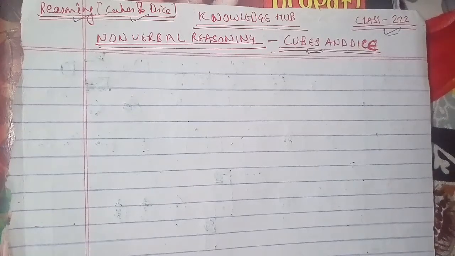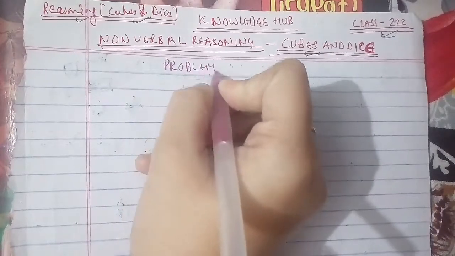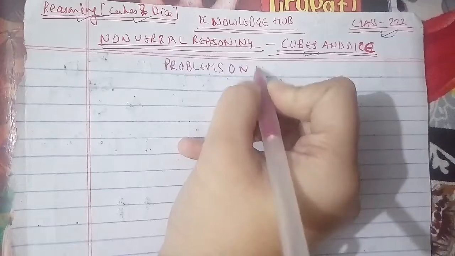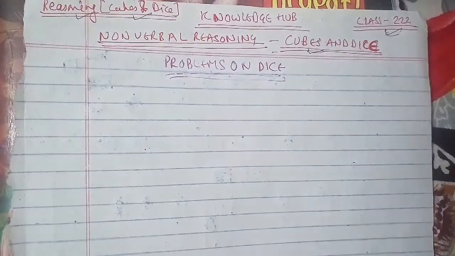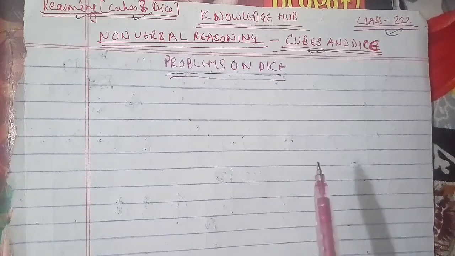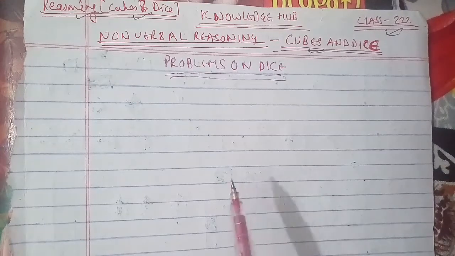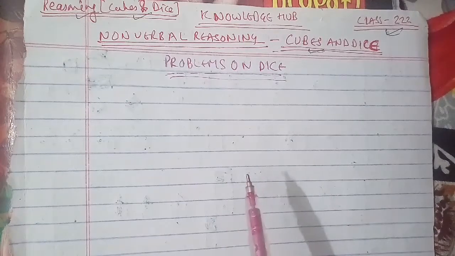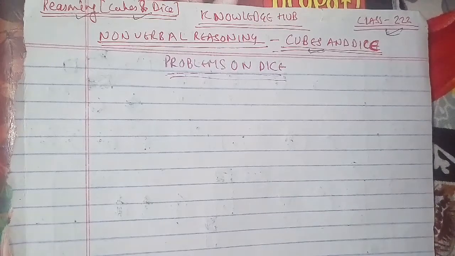So today what we'll discuss is problems on dice. In terms of problems on dice, sometimes we are given a figure showing the same die in various positions. After observing these figures, we have to find the number opposite a given number on the die, and the procedure to be adopted for solving such problems will be clear from the following example.